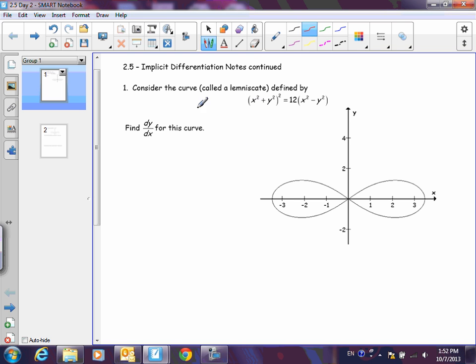So always, your first step is going to be to take d over dx, derivative with respect to x, of both sides. I'm just saying, I'm taking the derivative of both sides. On the left-hand side, I have (x squared plus y squared) squared. What rule do I need to use to take that derivative? Power rule and chain rule.